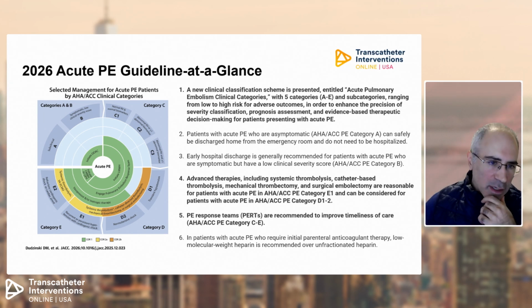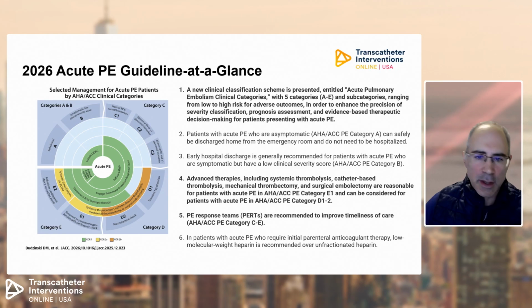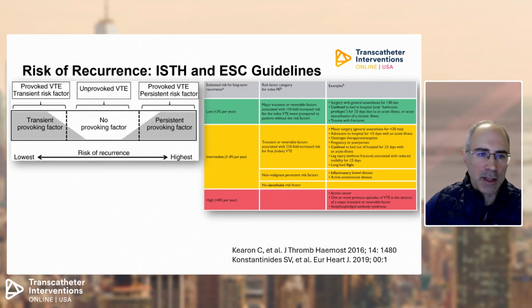The 2026 Acute PE Guideline at a Glance document by Dave Dzezinski provides some very nice recommendations, some overviews on how to think about things. I think the main take-home points are the importance of low molecular weight heparin, the pivotal role that PE response teams play, and the elevation of the role for catheter-based therapies. I think these are very nice areas where there's a bit more guidance now thanks to these guidelines.